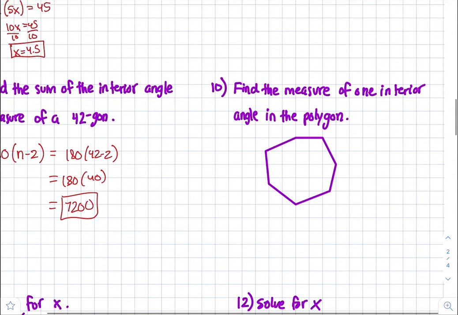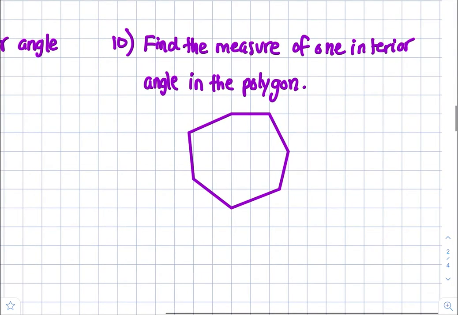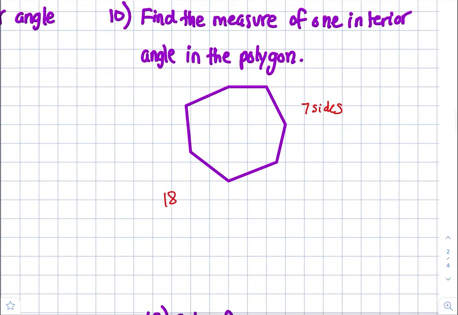Number 10. So you have to find one interior angle in a polygon, and you are supposed to round to the nearest tenth. So this has 7 sides. And the formula to find one interior angle of a polygon is 180 times n minus 2 divided by n.